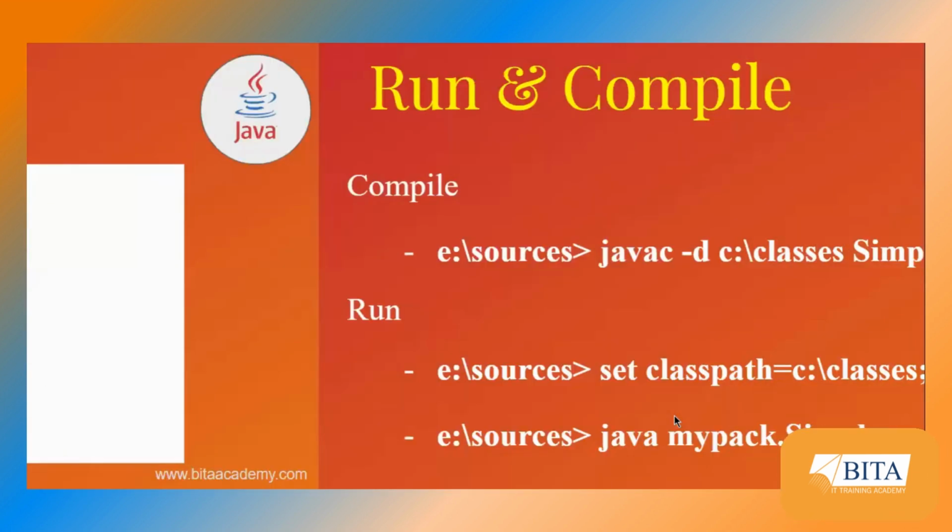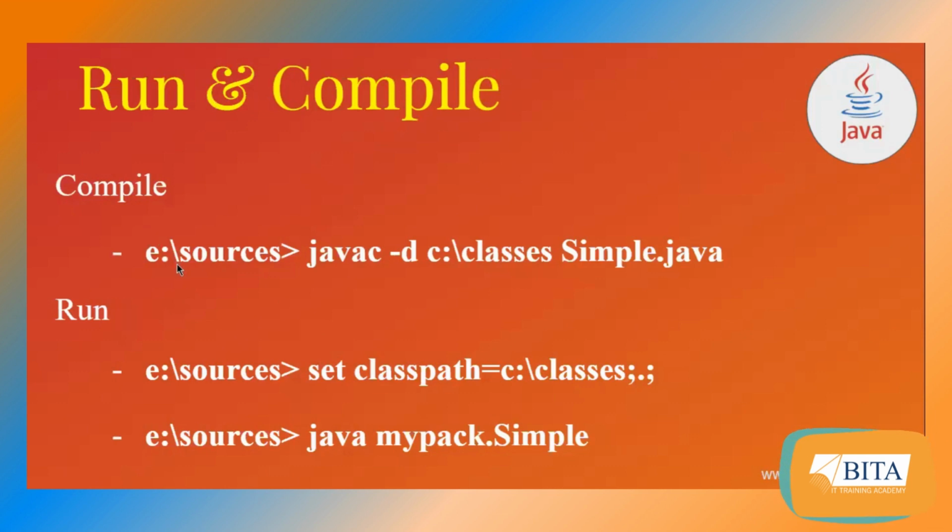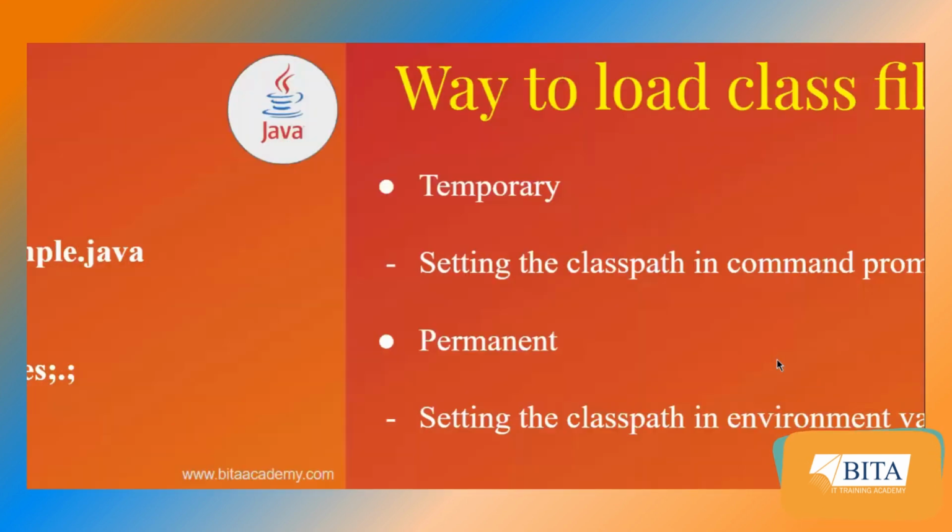To compile, we have to move to the directory where we have saved the file. We know the compile command is javac, along with the place where we want to create the file. And we have two types of run method. One is setting the class path and the second one is the normal run method, that is java mypack.Simple. So these are the two methods to compile and run the program for this class.